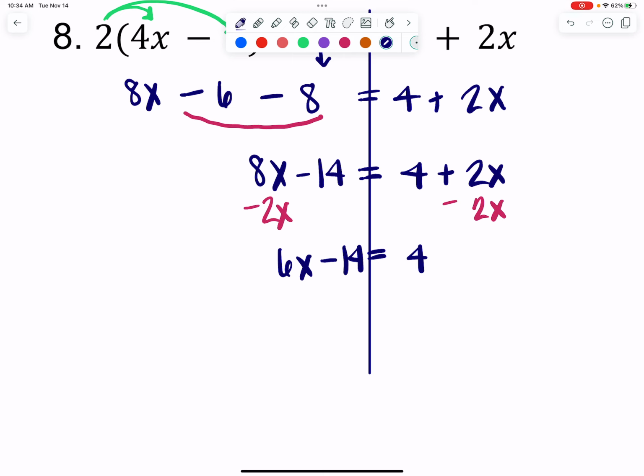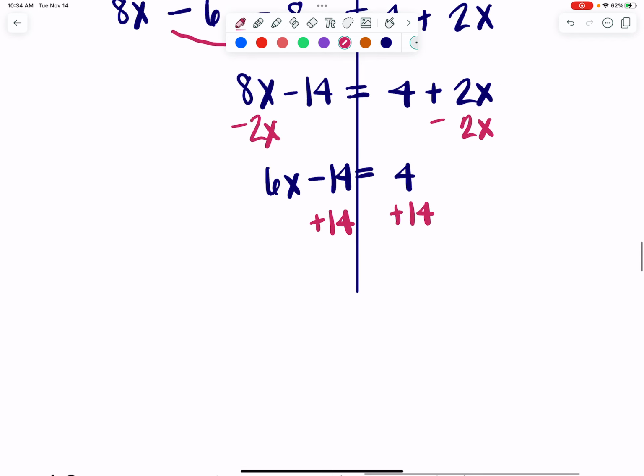Now I need to move your best friend's friends. So I'm going to add them to the outside of the house. So I get 6x is equal to 18. Now, I only want to yell at you. I don't want to yell at your best friend. So I'm going to divide the two of you since you were multiplied together. That tells me x is equal to 3.